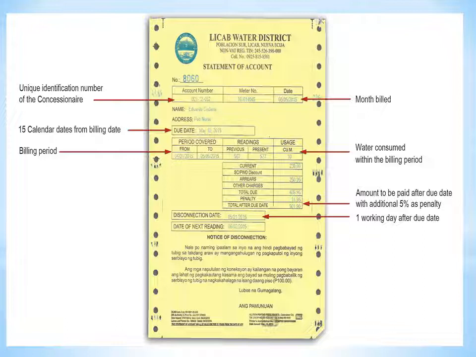Then the days from billing date, billing period, month billed, water consumed within the billing period, how much water we consumed, amount to be paid after due date with an additional 5% as penalty, one working day after the due date. That means why should we pay more money? Let us be alert and pay it. Now everything is online, isn't it? This is only a sample.